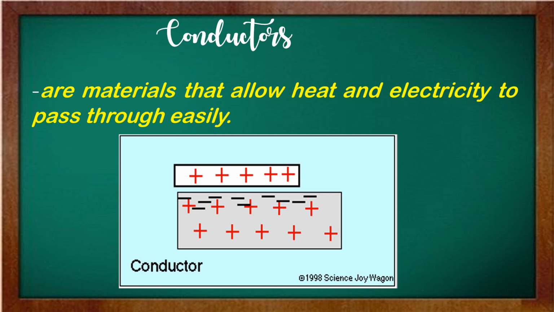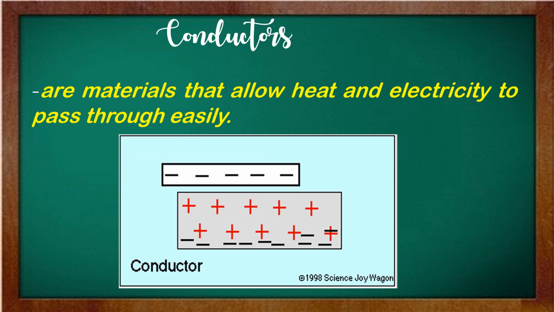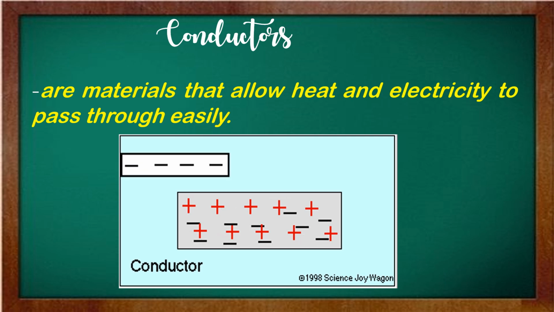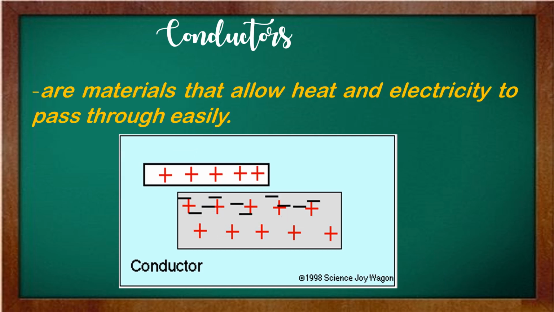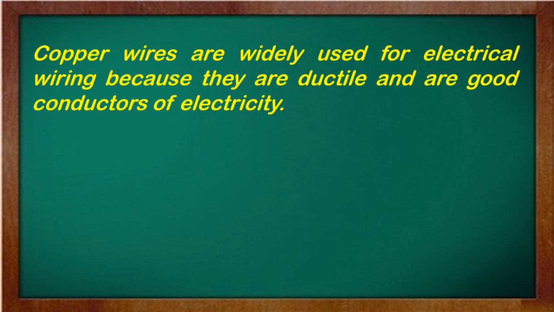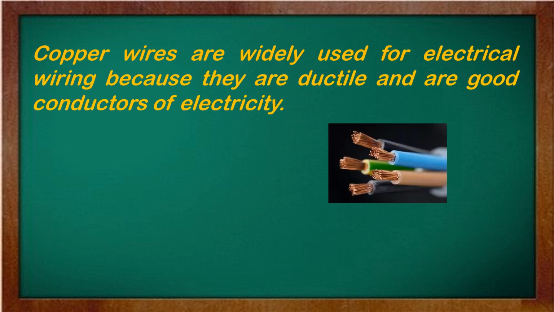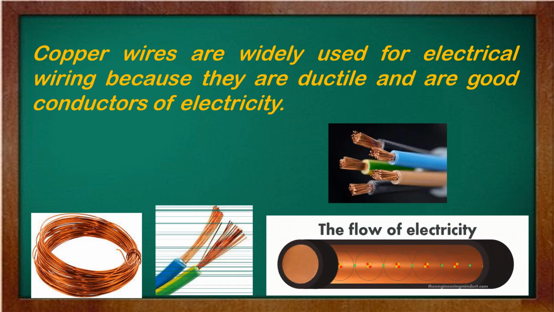As you went through your activities a while ago, you will know that conductors are materials that allow heat and electricity to pass through easily. Copper wires are widely used for electrical wiring because they are ductile and are good conductors of electricity. Here are the samples of copper wires.